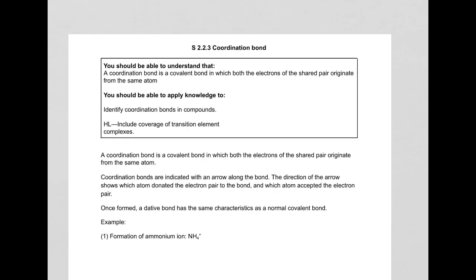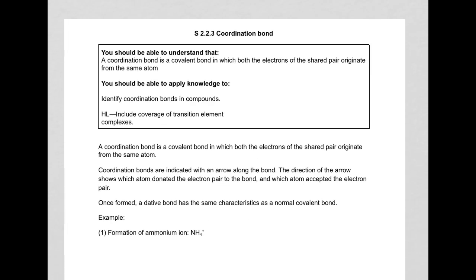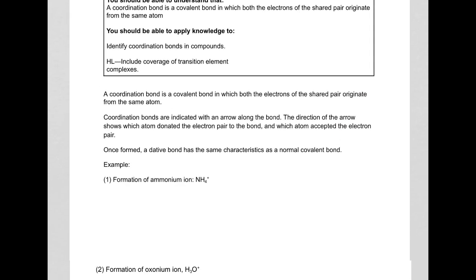Let's now see the coordination bond. A coordination bond is a special kind of bond in which one of the atoms involved in the covalent bond is going to donate both electrons to be shared. So normally in a normal covalent bond, one atom donates one electron and the other one donates an electron, so they share one pair of electrons. But here only one of the atoms is going to provide both electrons for sharing.